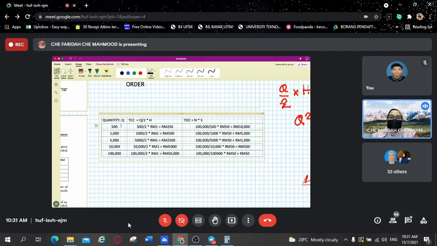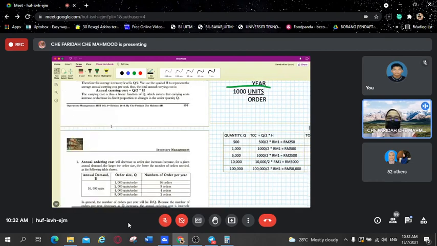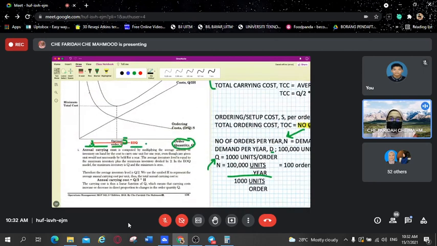So when I order 500 from adik, you notice that the total carrying cost of simpan that material ialah ambil average, 500 divided by 2 times 1 ringgit. So if I order at 500, my carrying cost or holding cost is 250. But my TOC, which is total ordering cost, abbreviation for TOC, ialah 10,000. That's why for 500 here, take a look, the cost is higher.